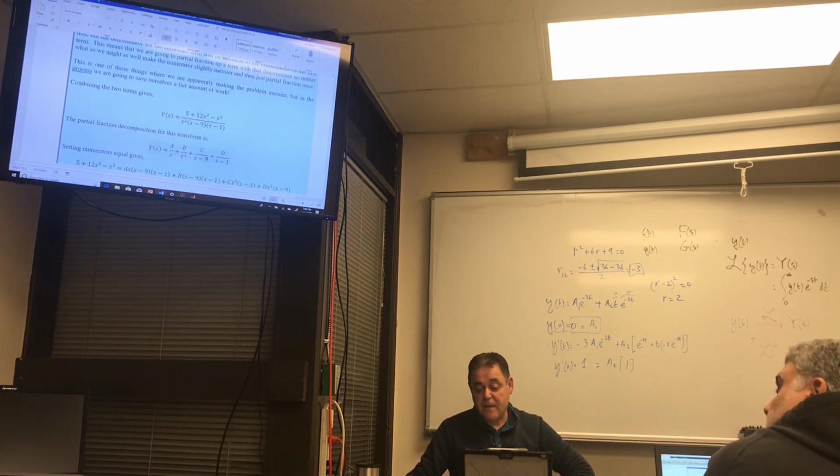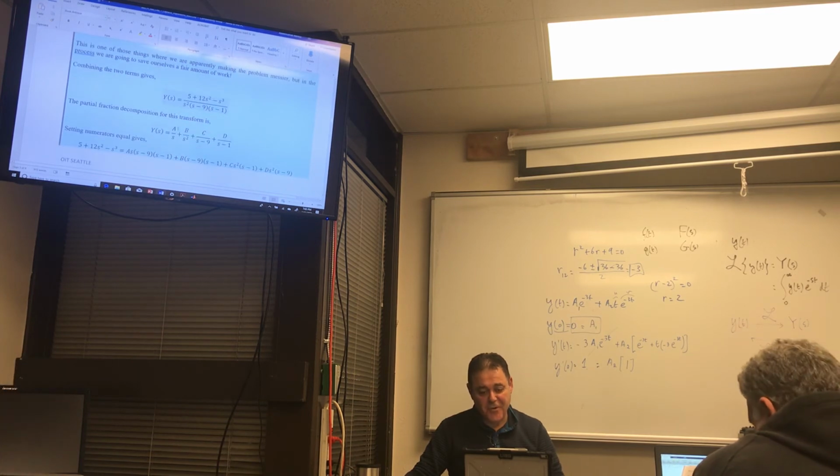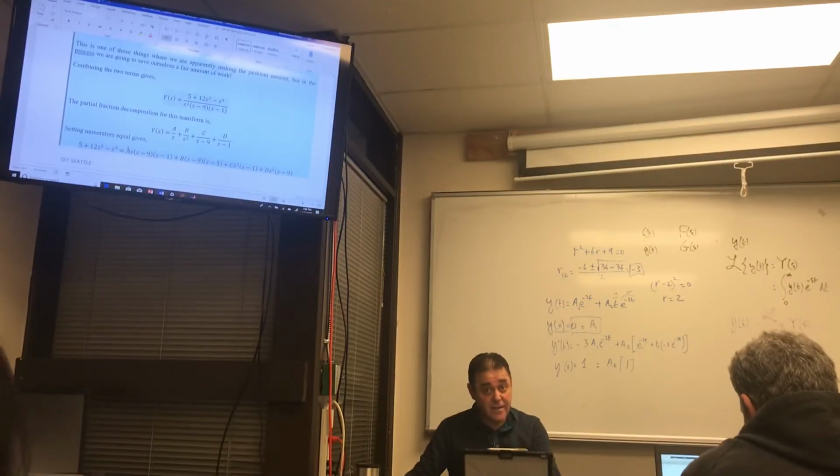That means you have to expand this, make sure it is in the same form as this, right? And then you equate equal terms. When you equate equal terms, as you can see here, this is truly how it is done.